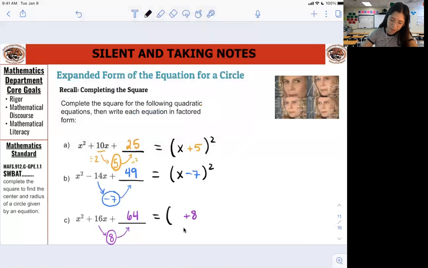So completing the square, it's been a while, I know, but it's really not that bad. It's just something real quick, you got to remember how to do it, and once you remember it, it's a super easy thing to do. So do I have any questions on how to complete the square?